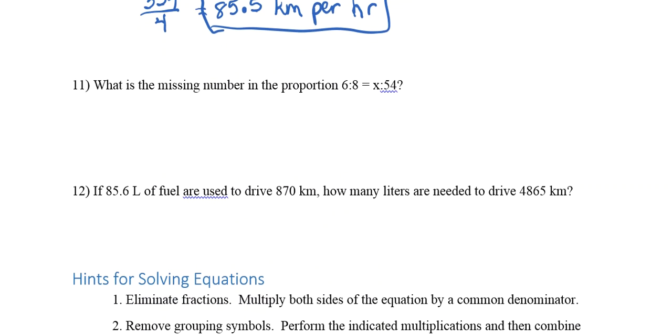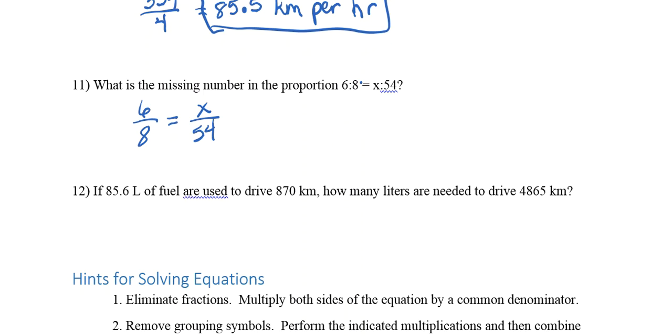Okay, now we're going to start getting into the whole idea of a proportion. So 6 to 8 equals x to 54. So I have a ratio equaling a ratio. I'm actually going to turn it into fraction form. 6 over 8 equals x over 54. Remember, that was one of the ways we can do it if it's a colon.